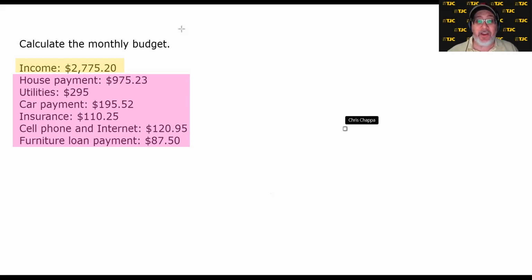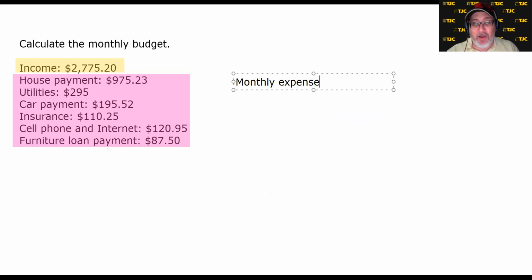I'll go ahead and get it ready here. Monthly expenses. I'm not going to write the addition problem because that's just a waste of time and space. But I'm going to pause the video. I invite you to do the same thing and add up these 6 numbers in pink.